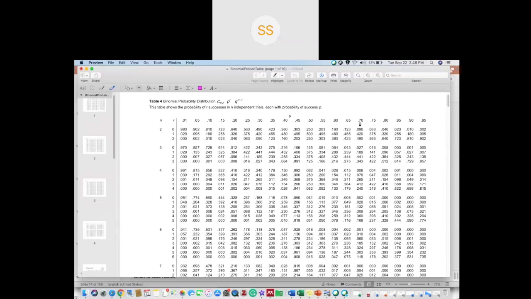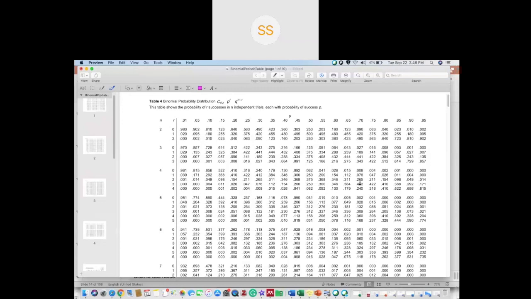Okay, and now I know that the n value is 4 here. This is my n value 4, and this is my 0.7 p-value. Now the r value or the x value is 2. So this is the 2 here. So I come straight from here and I can see my value. It is 0.265.